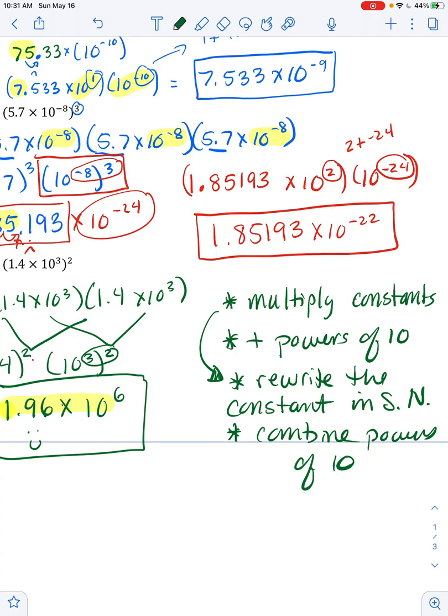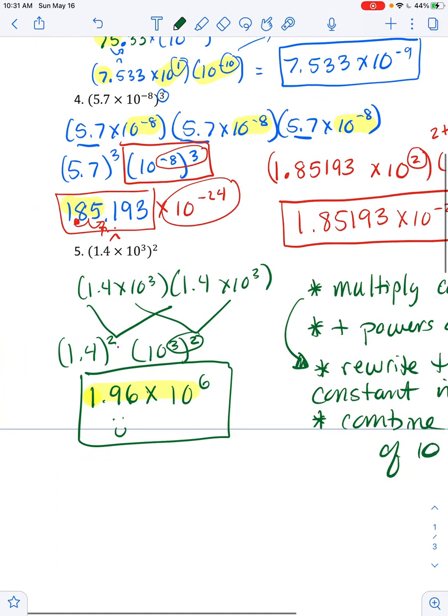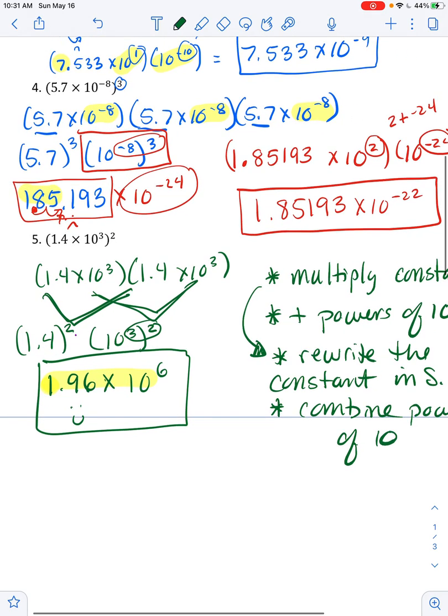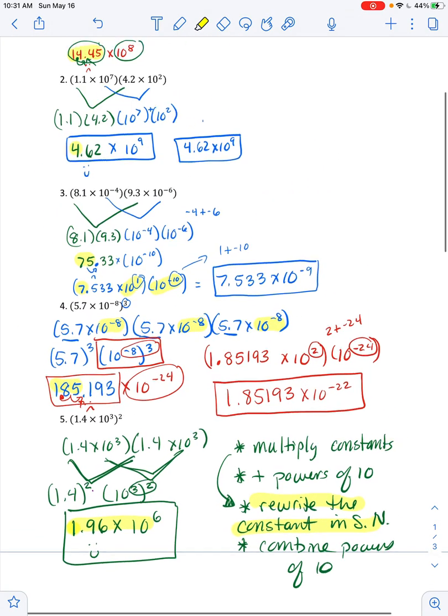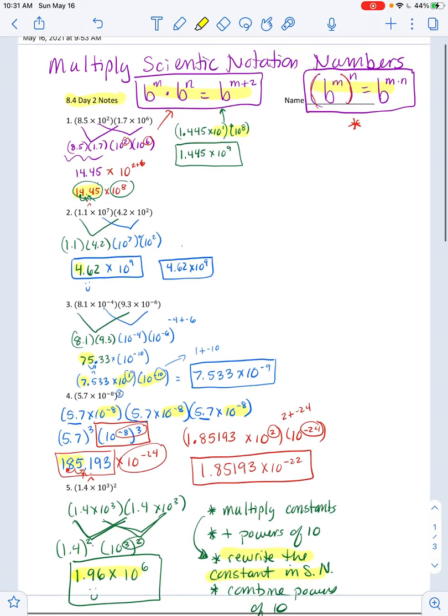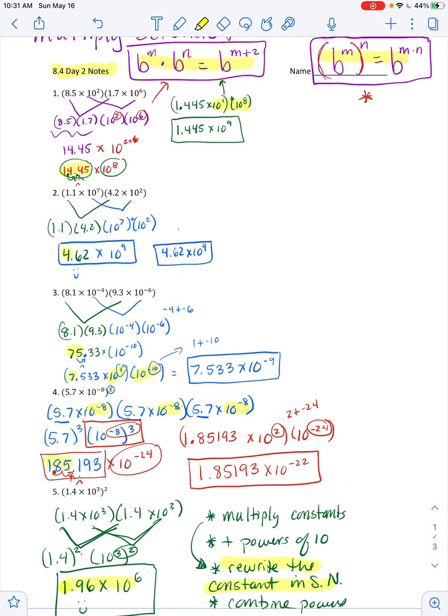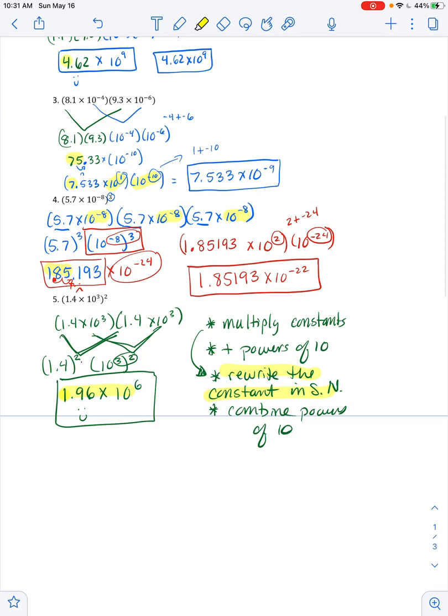So that's the process we've been using every single time. I multiplied the constants, I combined my powers of 10. And then if needed, you would have to rewrite. So this step is not always necessary. So these can be a little tricky, so make sure you've watched the video, maybe do a few more examples if you need to before you start your homework.